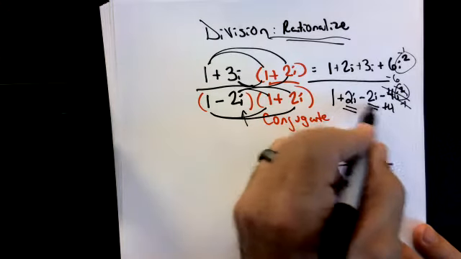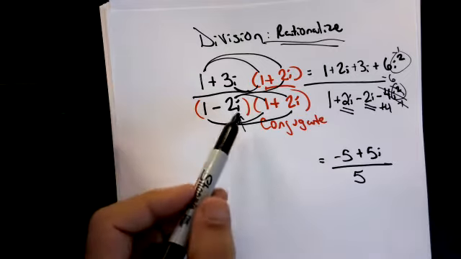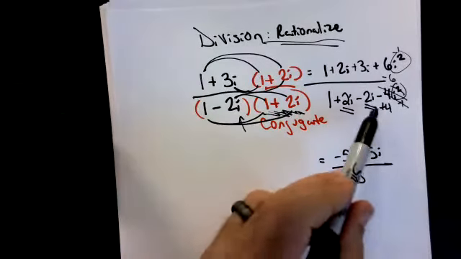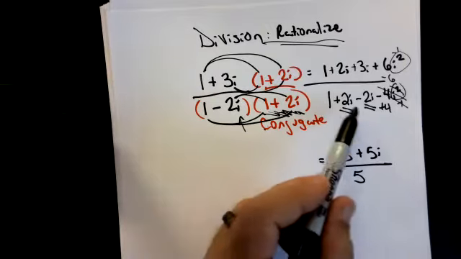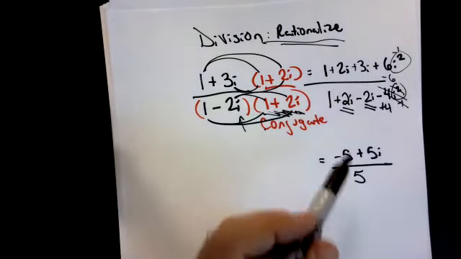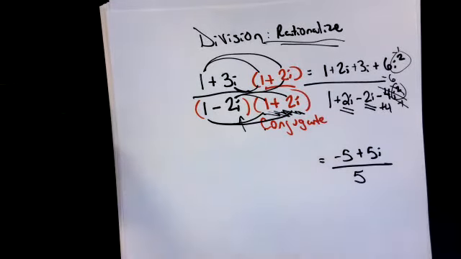Now, here's something nifty that happens if we have a positive 2i and a negative 2i. If we add those two things together, they cancel out. That's why we picked this right here. We wanted that imaginary piece to cancel out. That's the benefit of multiplying by the conjugate. You're always going to end up with opposites in here in the middle, and that part goes away. So this ends up being -5 plus 5i over 5.